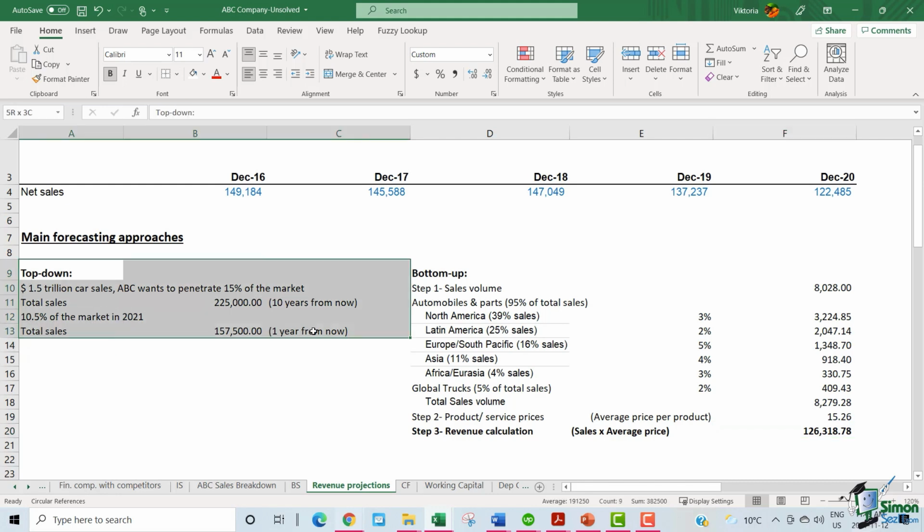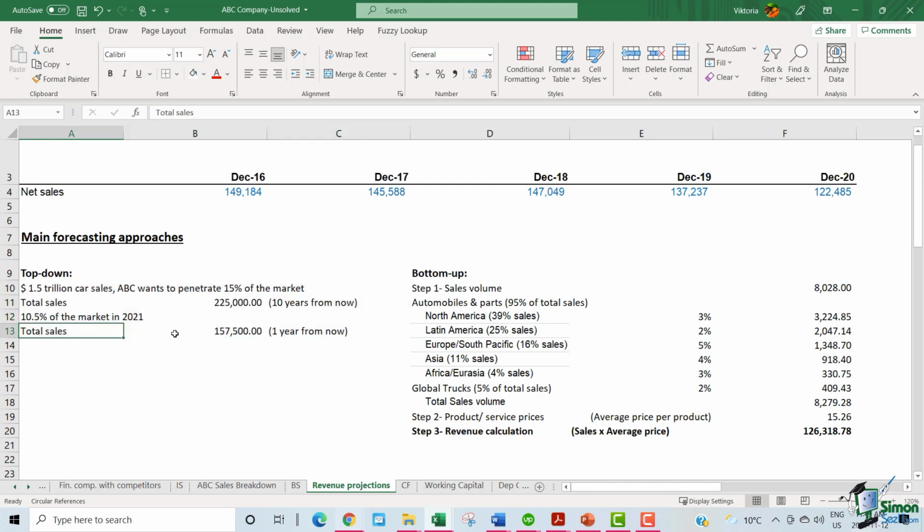The top-down approach may result in subjective, overly optimistic predictions, but it is useful for swiftly establishing clear milestones that can become organization-wide benchmarks. In this example, we said that ABC aims to capture 10.5% of the market in 2021. So the total sales should be $157,500 1 year from now. So it was a relatively quick process using a top-down approach.